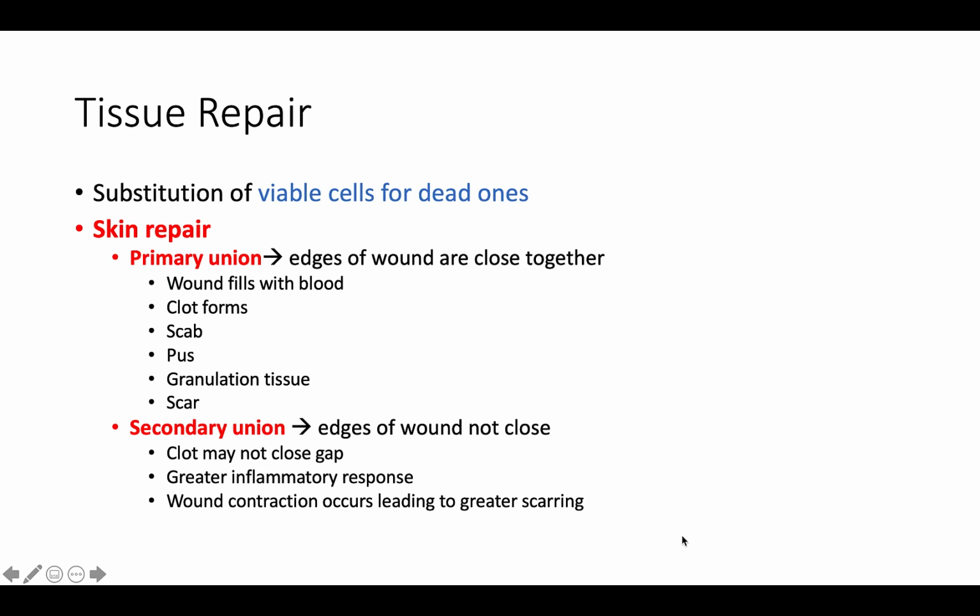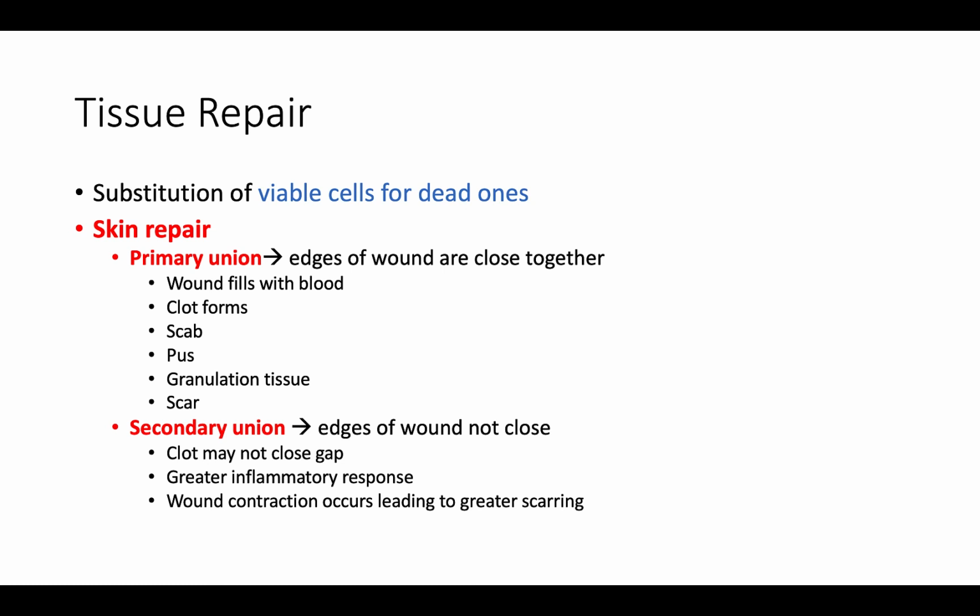And then we can talk about tissues that are able to be repaired. And so when a tissue is damaged, there can be a substitution of new viable cells for those dead ones or damaged ones even, that just need to be shed. And so you can think of this as in the skin. And so we have a primary union, and this is when the edges of the wound are close together. Think of if you just took a knife and just made a slit. The wound will fill with blood, a clot will form, the scab will appear, it might pus a little bit, granulation will occur on the bottom, and then a scar will form.